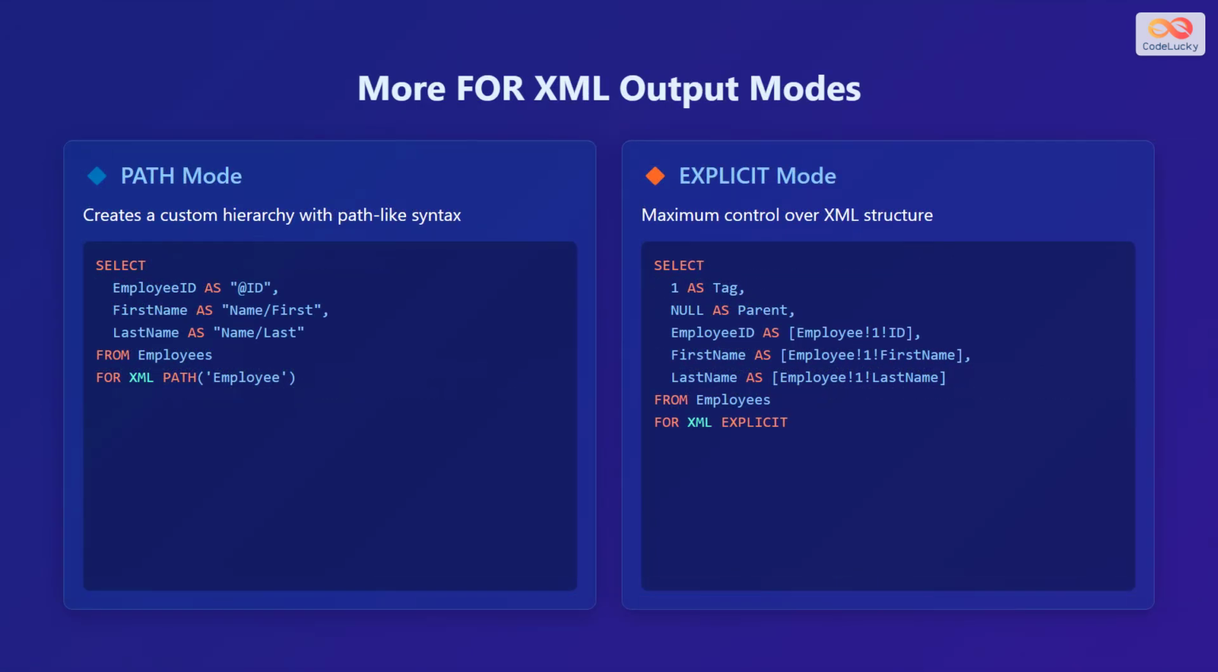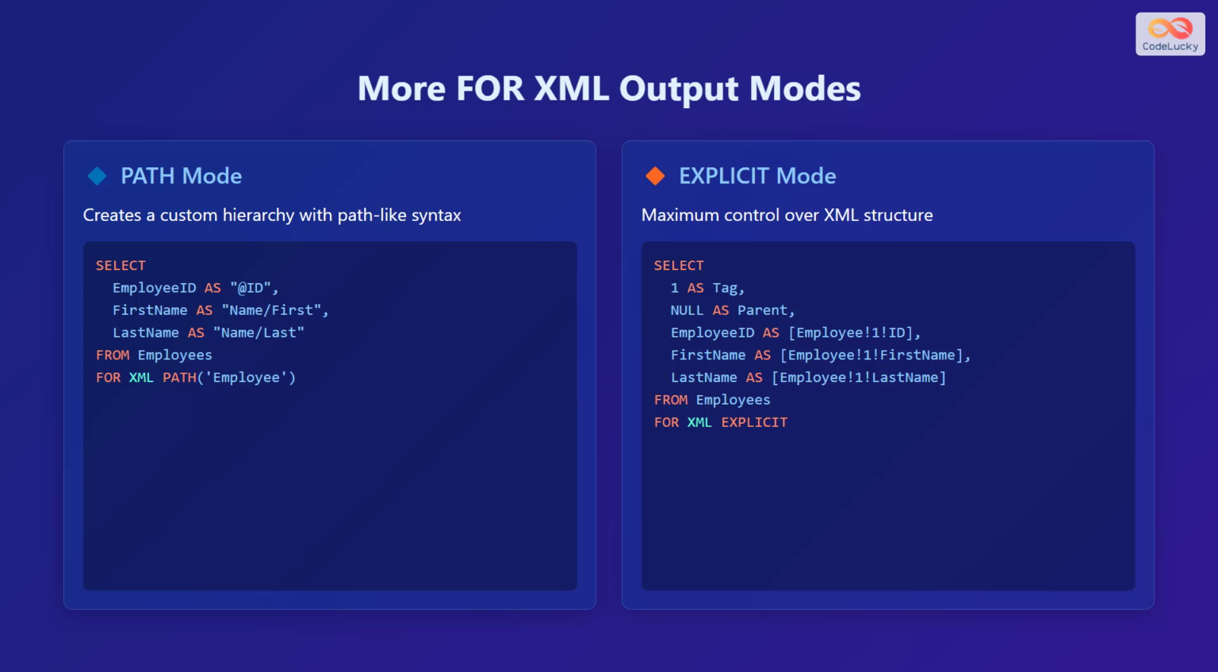Let's see some more FOR XML output modes. First, path mode. This mode allows you to create a custom XML hierarchy using path-like syntax to specify element names and nesting. For example, select employee ID AS @ID, first name AS name/first, last name AS name/last from employees for XML path, employee.